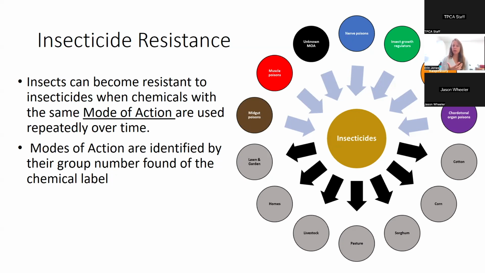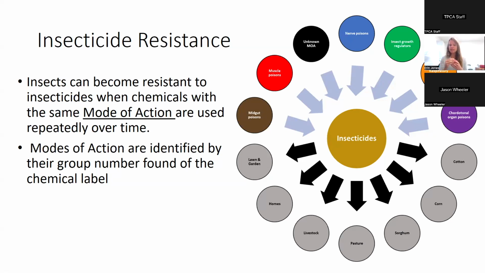So the way we can prevent that from happening is we can rotate through the modes of action for different insecticides. So here in the gray on this little circle, the gray are different places where we may be using insecticides. And then up here across the top, we have the different modes of action.